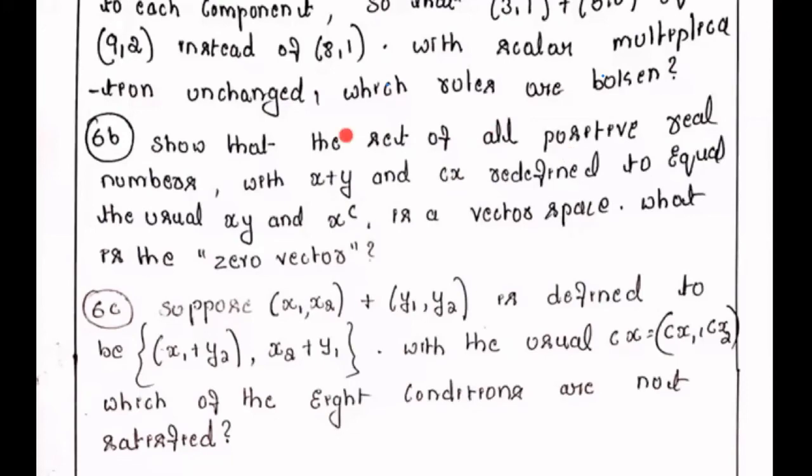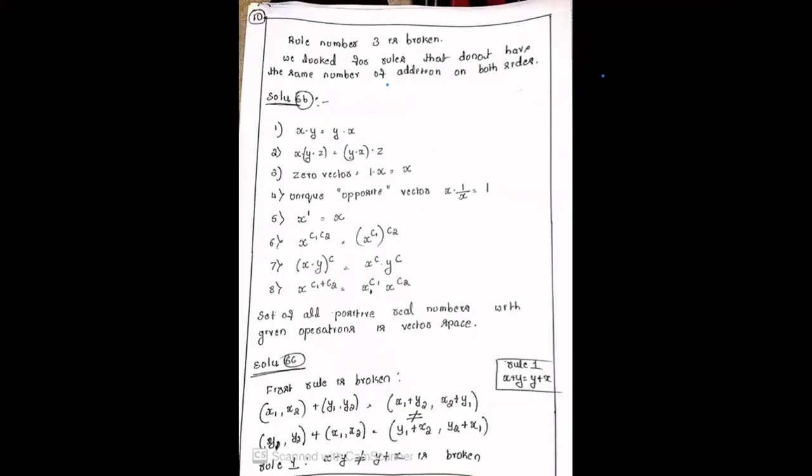What is the redefined thing? Instead of x plus y, you should use xy. Instead of cx, you should use x to the power of c. After replacing, x plus y becomes x into y, and cx becomes x to the power of c. Whether it is a vector space after replacing, that is their question, and you have to find out what the zero vector is.